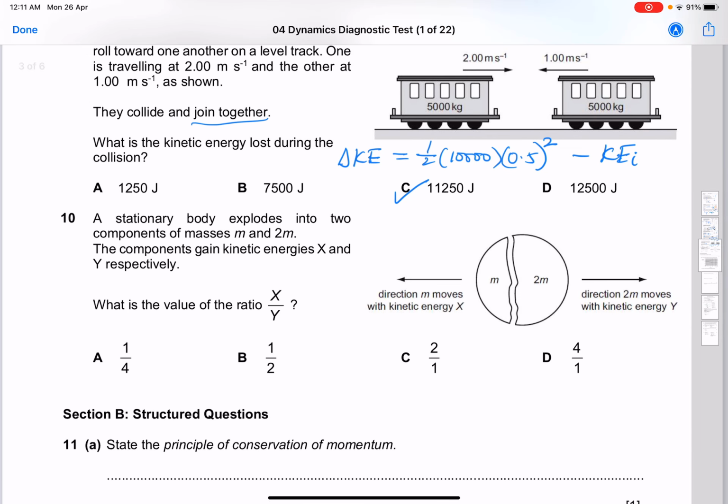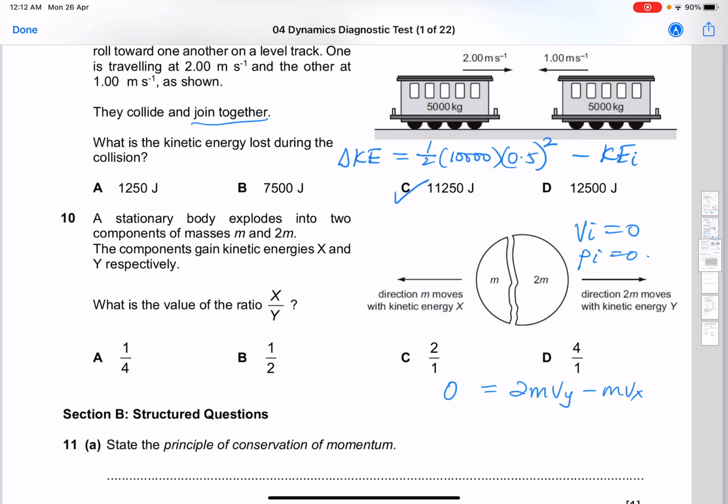Question 10. You have an object. Initially, the velocity is 0. Then it explodes and separates into two masses. So by conservation of momentum, the initial momentum is 0, because the initial velocity is 0, so initial momentum has to be 0. 0 equals the final momentum. Final momentum is 2mvy. Then X is moving in the opposite direction, so minus mvx.